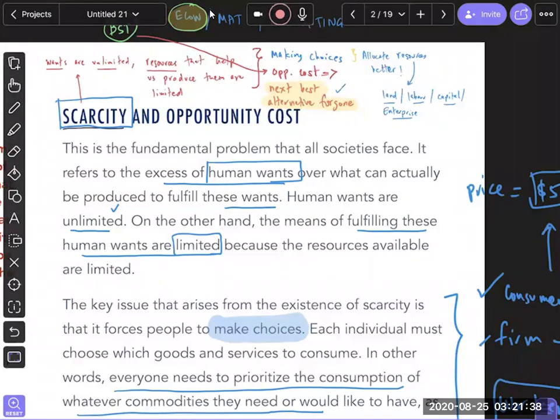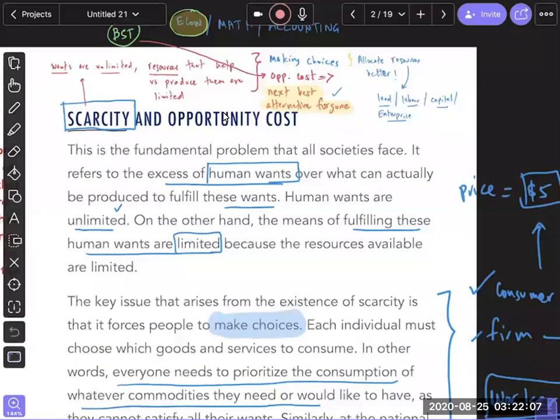So if you are somebody who is a worker, for example, you have a choice to make. Should I work for firm A or firm B? If you are a consumer, should I buy good A or good B? If I'm a government, I would decide whether I should build a bridge or build a school. So everyone is making choices because not everything can be done. And these choices result in opportunity cost. And analyzing those opportunity costs is important for us to understand whether our choices are good or bad. So that's where we left off.